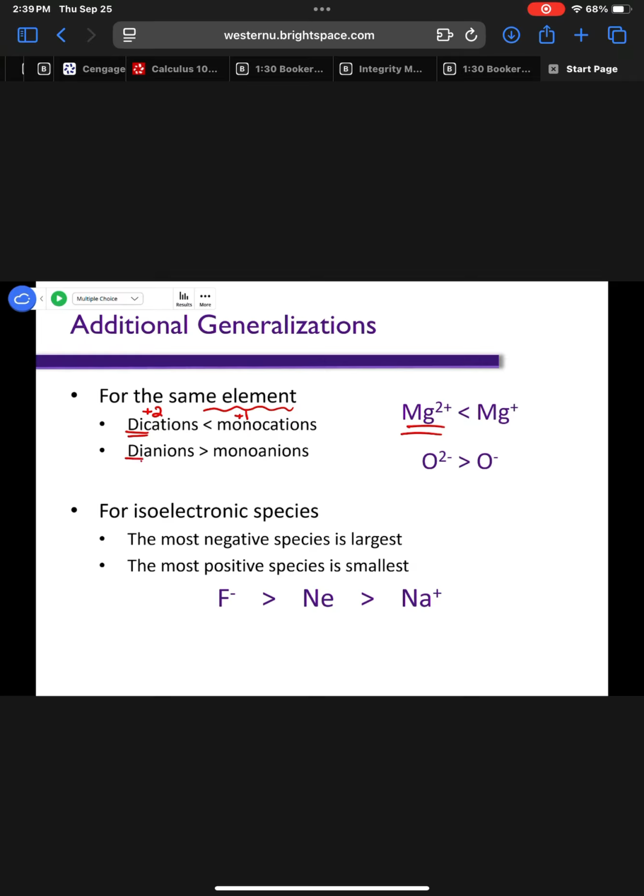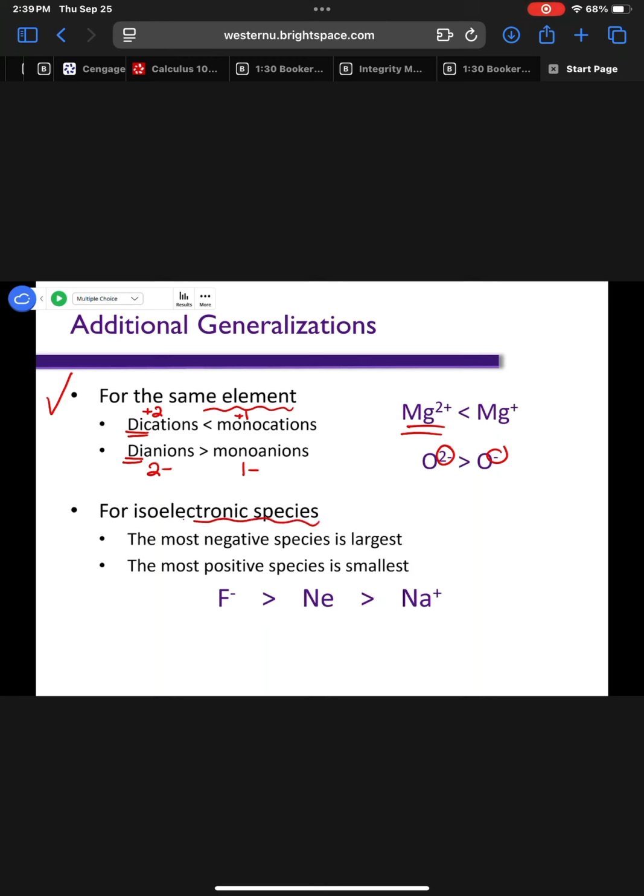As well, dianions, with a 2 negative charge, are always going to be much larger than a monoanion. We have an atom, it has its atomic radius. We add an electron to it, boom, drastic increase in size. You come along and you add a second electron, so now we have 2 more electrons than the number of protons, even larger. So dianions just exacerbate the problem, even larger. Okay, so for the same element, that trend will always hold true.